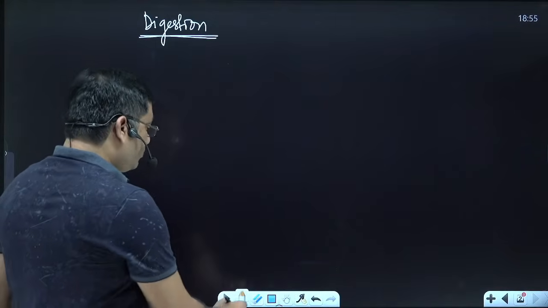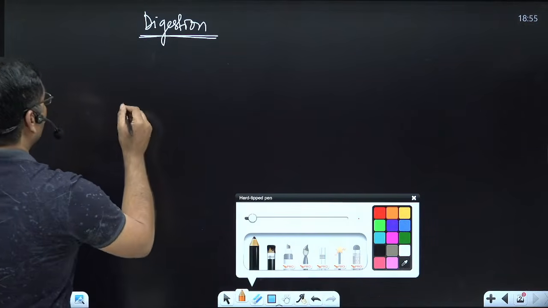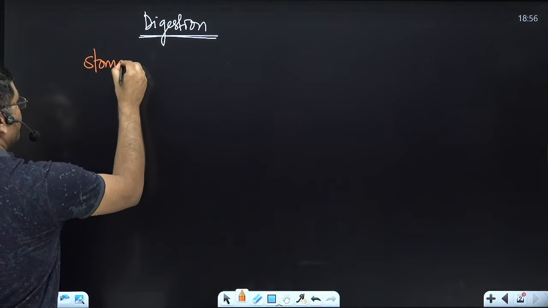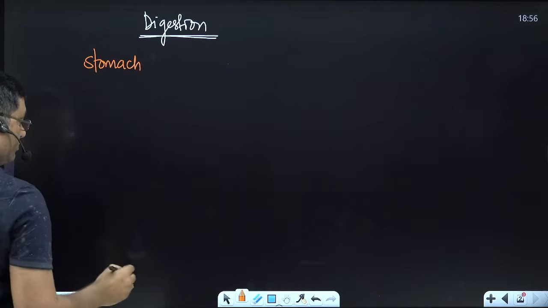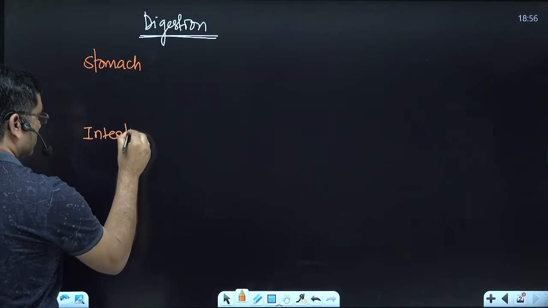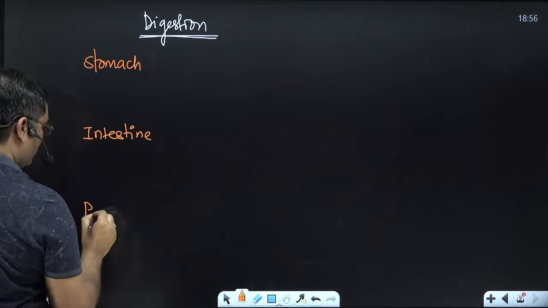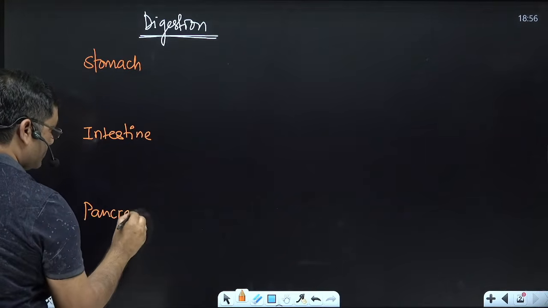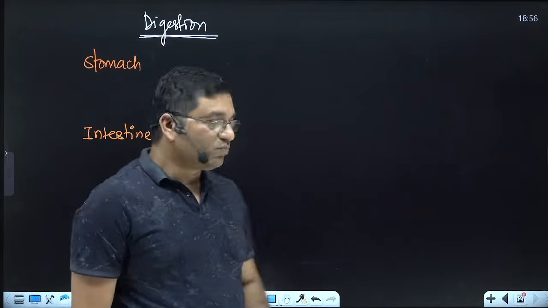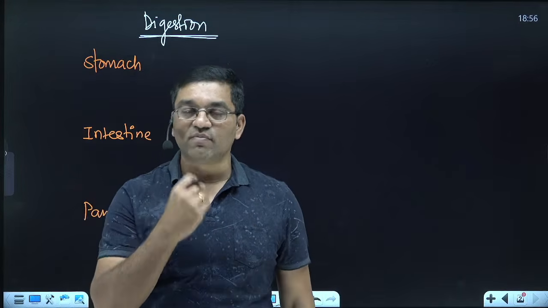So three important organs play an important role: the stomach, the intestine and the pancreas. These are the important organs which take part in the digestion of proteins. There is negligible digestion or no digestion of protein in the mouth.